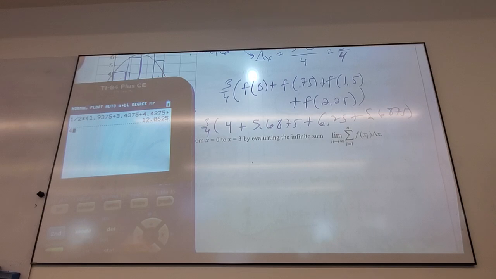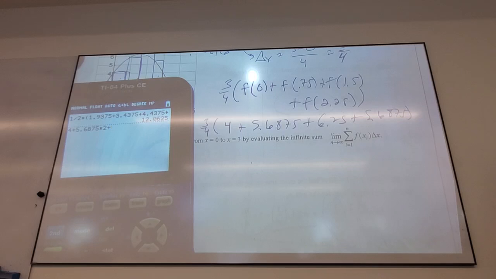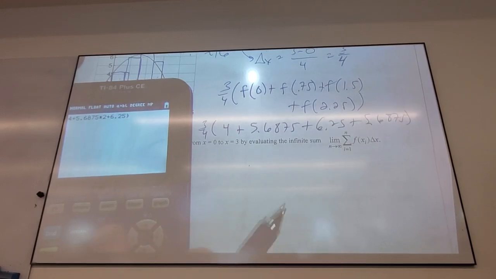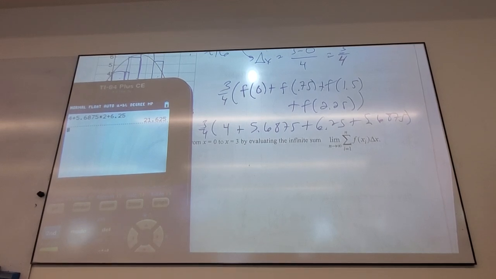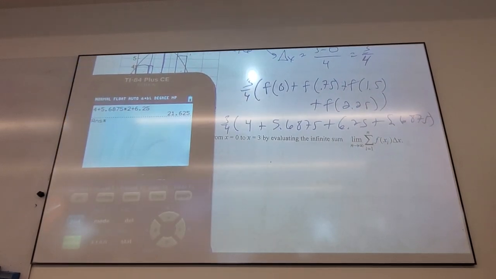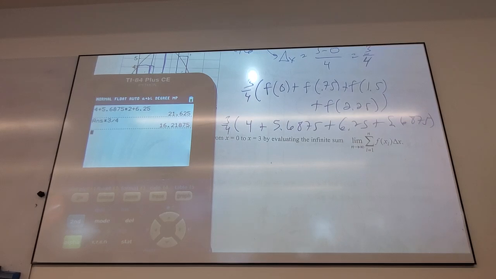4 plus Jeff, 5.168. So 5 times 2 plus 6.25. Go to, what did I do? Oh, I put a parenthesis. Yeah, look at that. Sorry. I just got the right answer. And then times 3 divided by 4, so times 3/4. 16.21875.